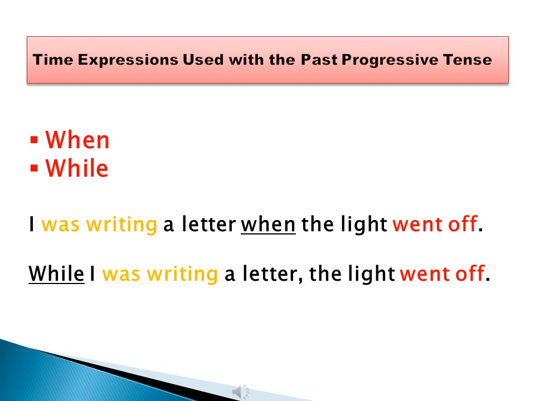There are some time expressions used with the past progressive tense. غالبا ما كنلقاو مع هاد العبارات بجوج when, while, بينما or عندما. Example, I was writing a letter when the light went off. يعني بجوج الاحداث في الباست. I was writing a letter ملي تقطع الضو يعني ملي كنت كنكتب واحد الرساله ملي تقطع الضو.